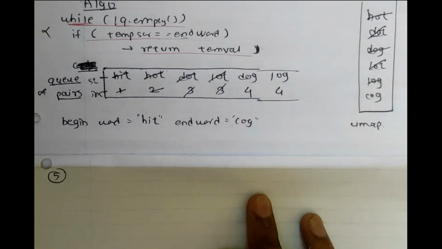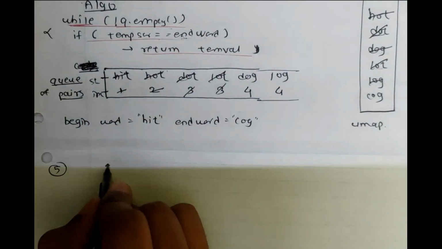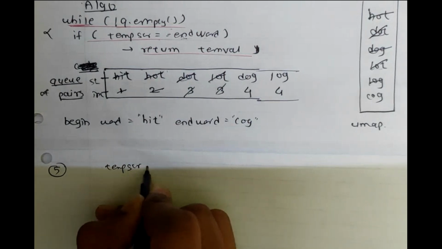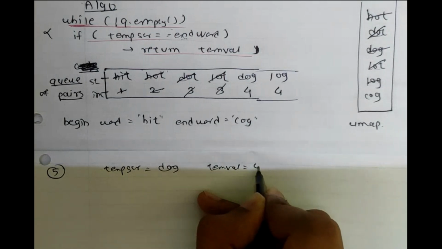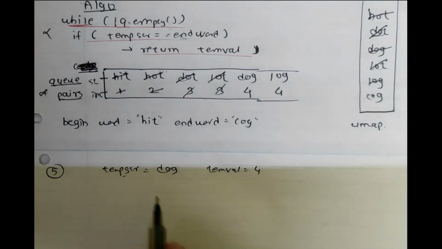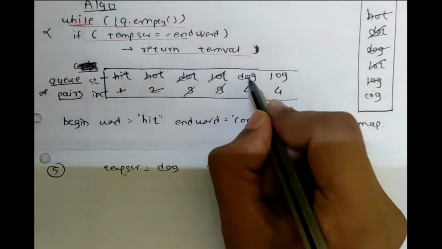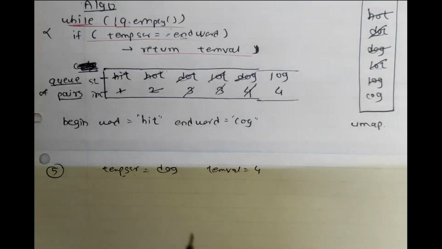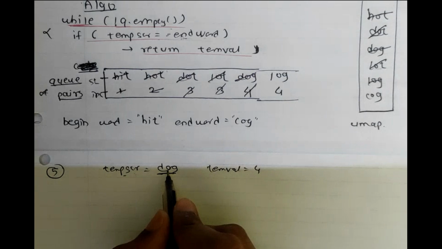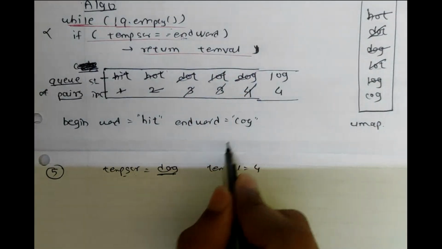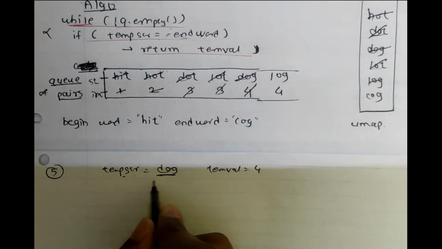For the fifth part, is Q empty? No. So temp str is DOG and temp val is 4. We have put the values in temp variables, so we have to pop from the queue. Is temp str equal to end word? Means DOG equals COG? No. So we will have to start iterating and changing the variables.